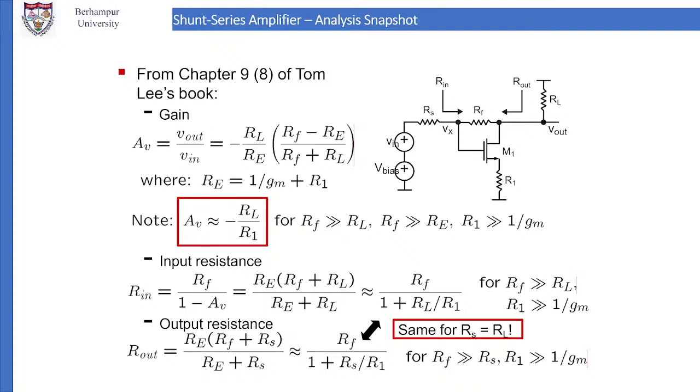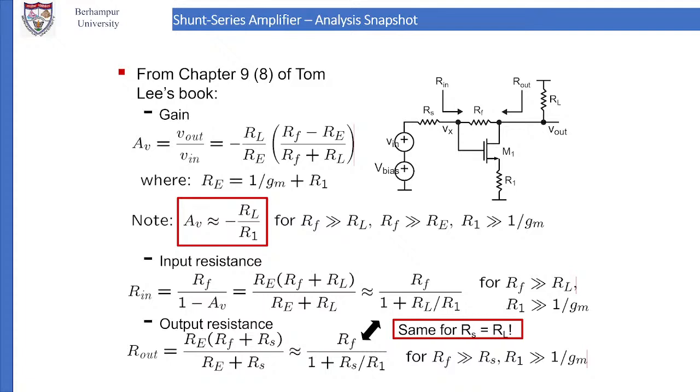RL can be neglected. Then RF is much greater than RE, so in the numerator, RE can be neglected. So RF by RF becomes 1. Then R1 is much greater than 1 by GM. If R1 is much greater than 1 by GM, then RE is approximately equal to R1. So put that, AV is equal to RL by R1. So that is the gain that we get.